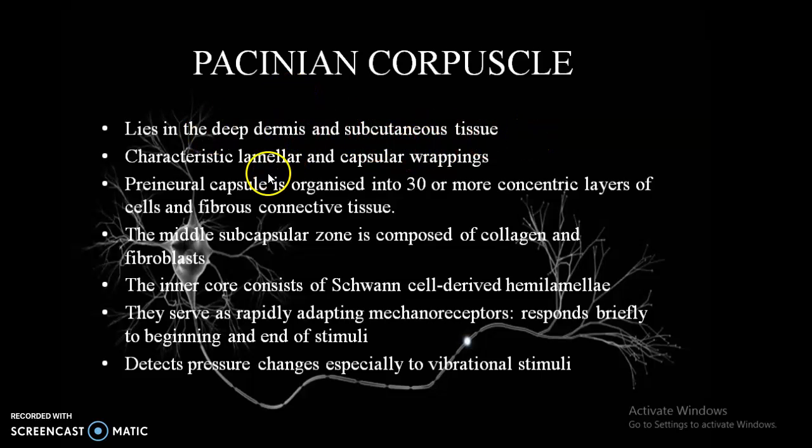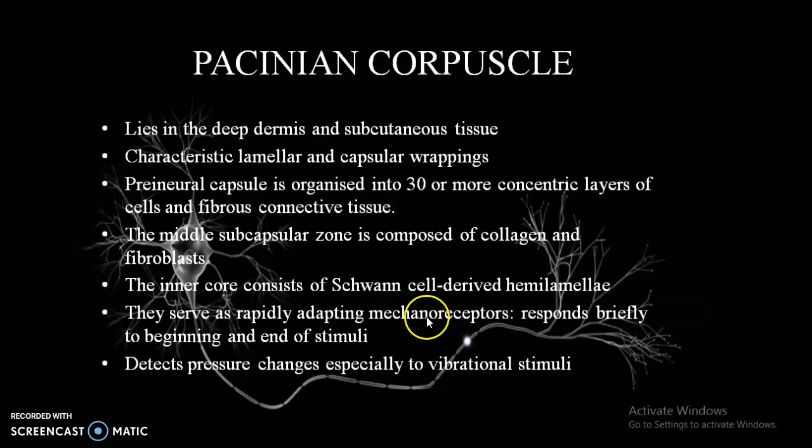It has characteristic lamellar and capsular wrappings. The perineural capsule is organized into 30 or more concentric layers of cells and fibrous connective tissue. It consists of a middle subcapsular zone, which is composed of collagen and fibroblasts. The inner core consists of Schwann cell-derived hemilamellae, and these hemilamellae serve as the rapidly adapting mechanoreceptors.